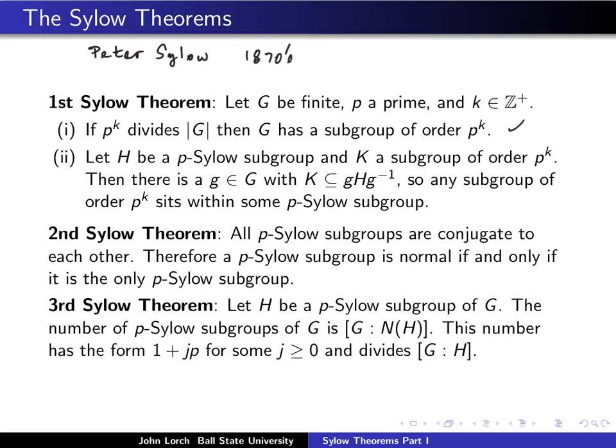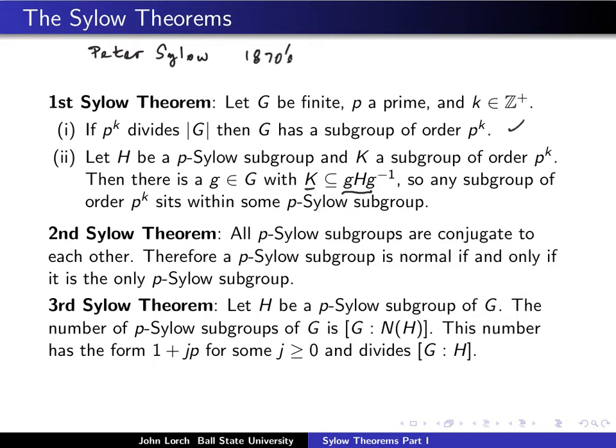Okay, and then from this first part of the first Sylow theorem, everything else tends to flow. So the second thing says that if you've got a P Sylow subgroup H and K is some subgroup of order P to the K, then K, capital K, must sit within some conjugate of H.